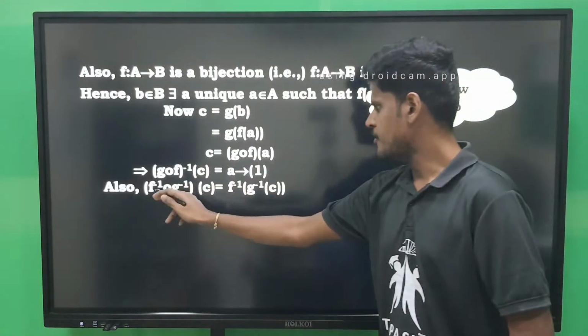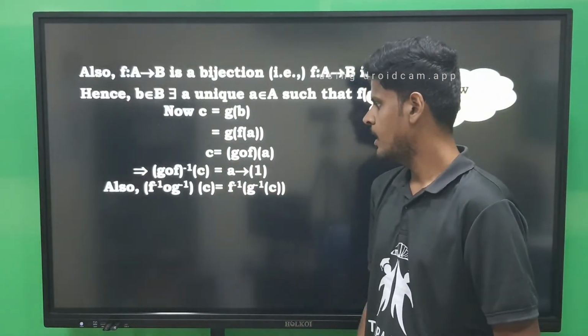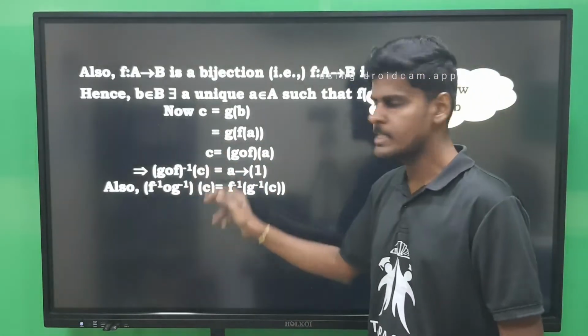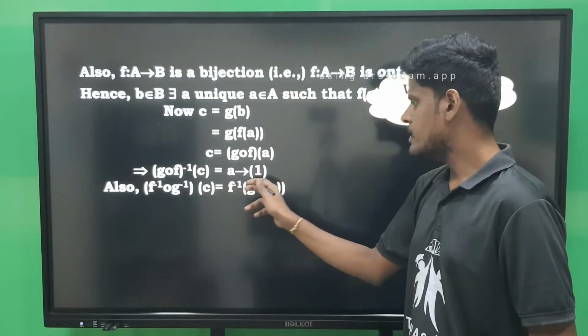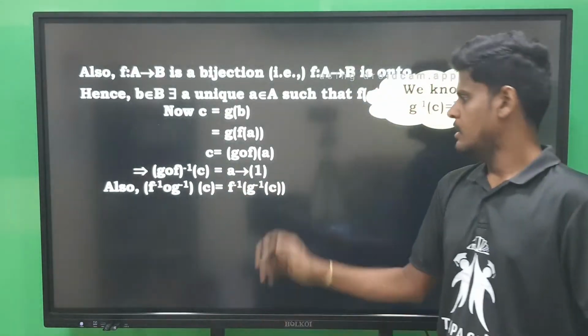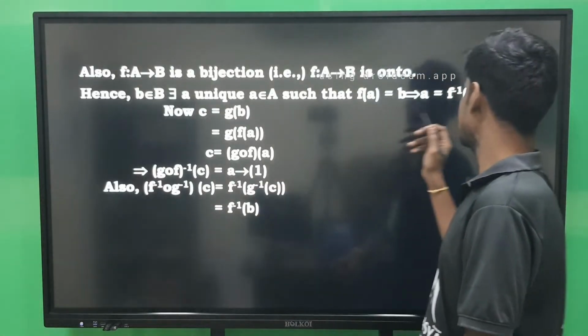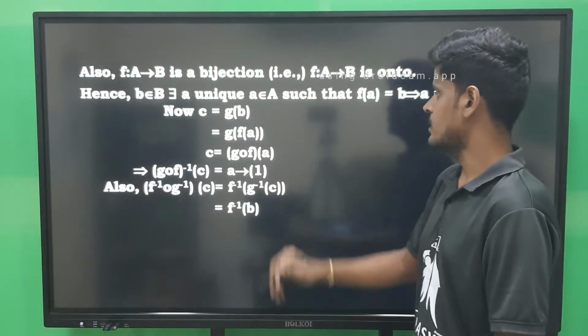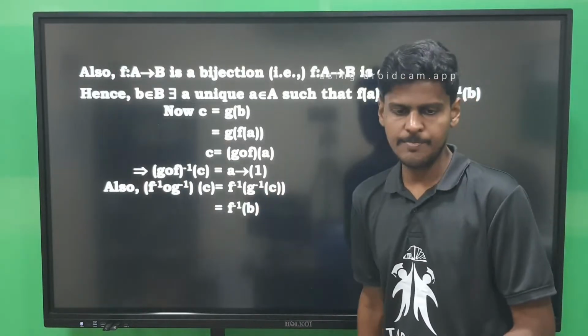And what is f inverse of g inverse of c? The input of g inverse is c, so we are taking c here, and f inverse of g inverse of c. g inverse of c is nothing but, where is it? I think it is in the previous slide. g inverse of c is nothing but b.